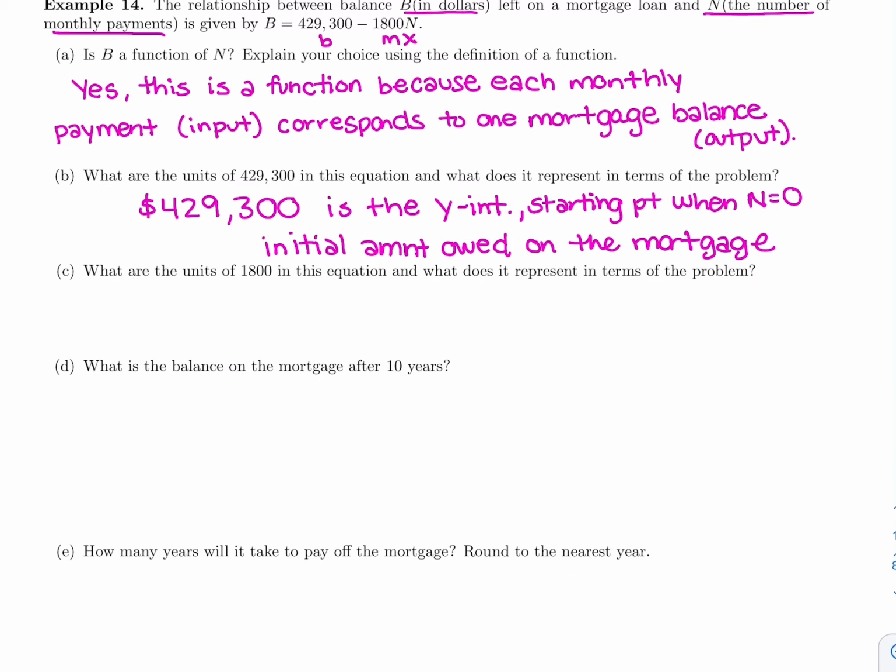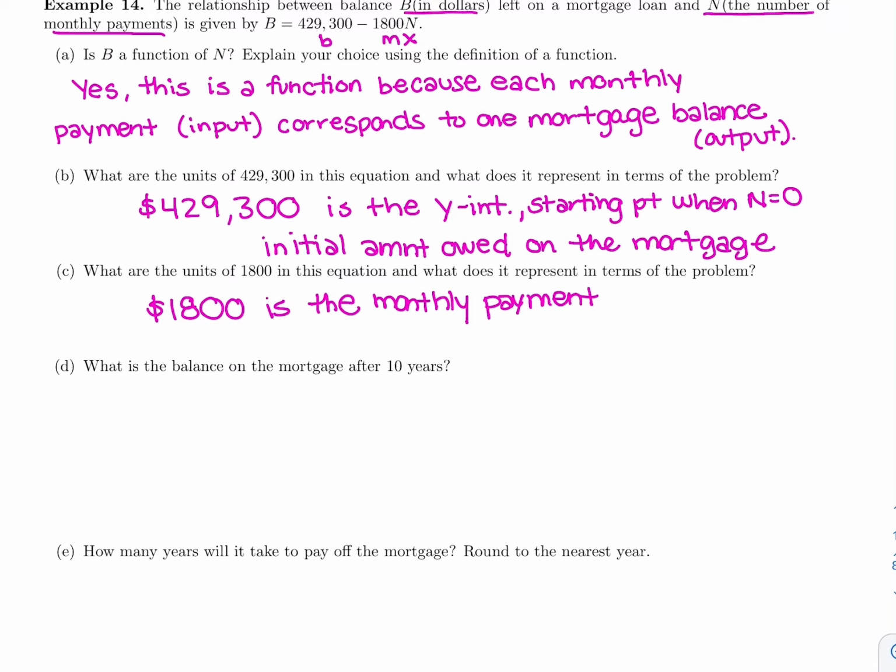So what are the units for $1,800? Well, we're going to be paying in dollars. So we're going to say $1,800 is the monthly payment for our mortgage. Multiply n, the number of months we've been paying on our mortgage. That's going to be how much we're subtracting off that initial balance. So we're starting out with $429,300, and we're going to subtract $1,800 each month when we make our payment.